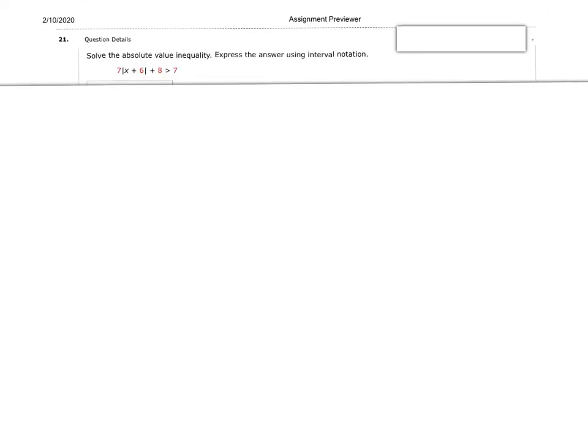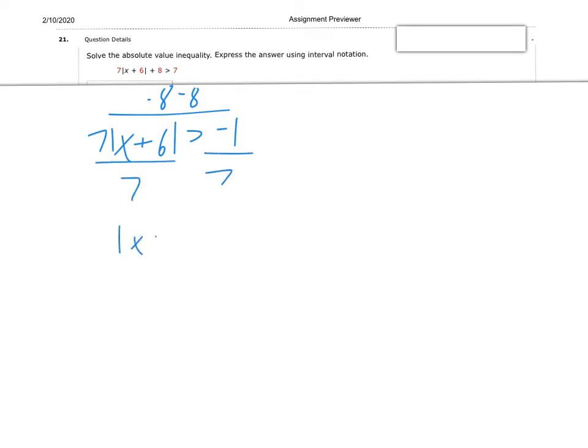All right, next up, isolate the absolute value here. So I'll subtract 8, and then I get 7 times the absolute value of x plus 6 is greater than -1. Divide that by 7. Absolute value of x plus 6 is greater than -1 over 7. And I actually noticed right here, I'm not going to split it up because this is asking me when it's greater than a negative number. And so I'm going to say it's -infinity to infinity because an absolute value, no matter what x is, will be greater than a negative.